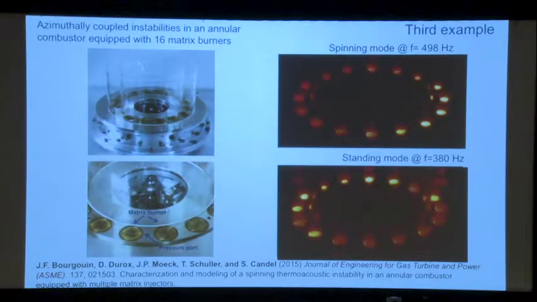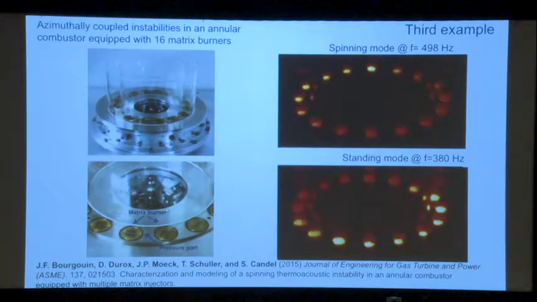So at the bottom, you have a standing mode. You see sometimes all these flames are red, and sometimes these ones, and there is an alternation. It goes one way or the other. The first one is spinning. The second one is a standing mode.